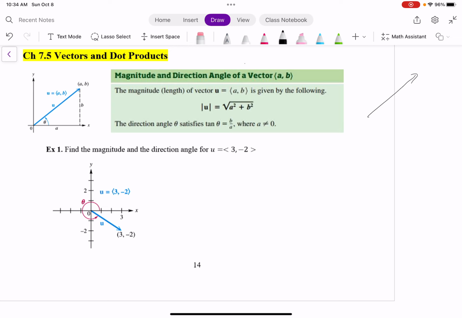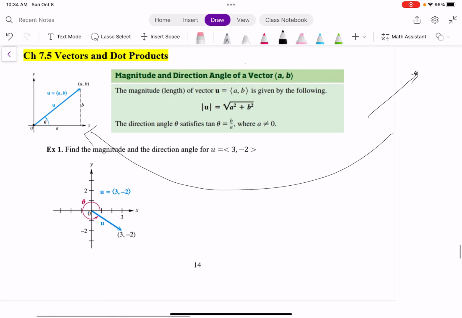I cannot change the length of the vector because the length represents the magnitude of the vector. I cannot change the direction of the vector. But I can move it. For example, I move this one all the way to the xy plane and put the initial point at the origin, and the terminal point here. I know the terminal point is (a, b).